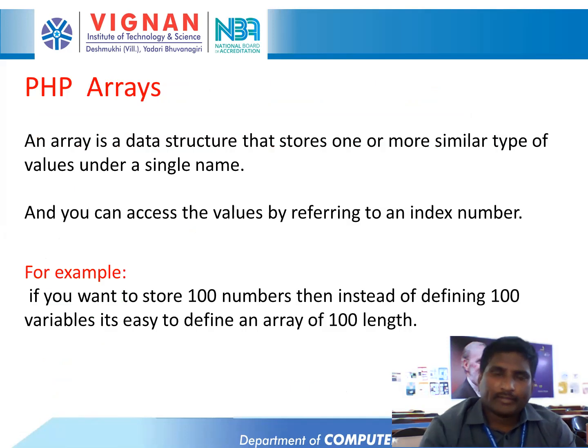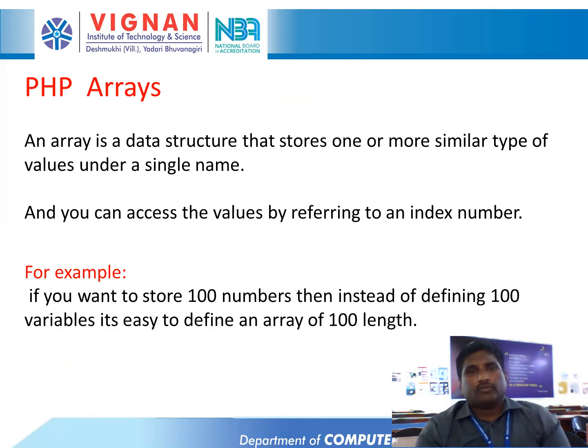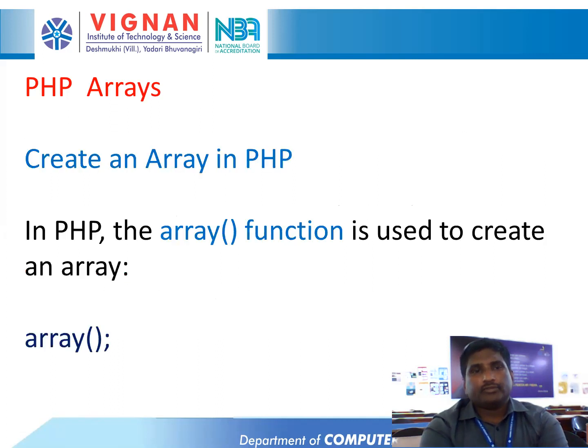Next, arrays. Initially we learned that an array stores one or more similar data types in a single unit, and you can access values by referring to the index number. Indexes start from 0, and as I already told you, if you want to store 100 numbers, instead of defining 100 variables, it is easy to define an array of length 100. In order to create an array in PHP, we can use the array function. Array is a function used to create an array. This is the syntax for creating an array.